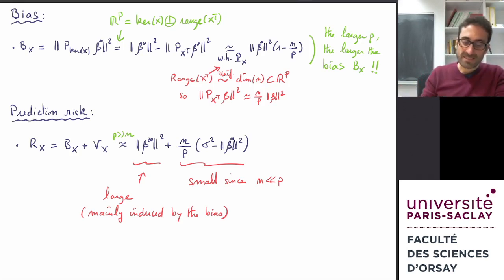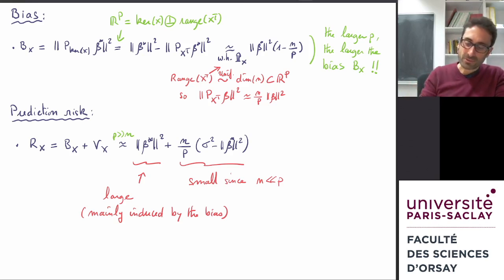So at the end, we see that in the risk, we have almost no variance, but we have a large bias. This is quite counterintuitive because we are in a very high dimensional setting where we interpolate, and we are used to believing that in this case, we have a small bias and a large variance.